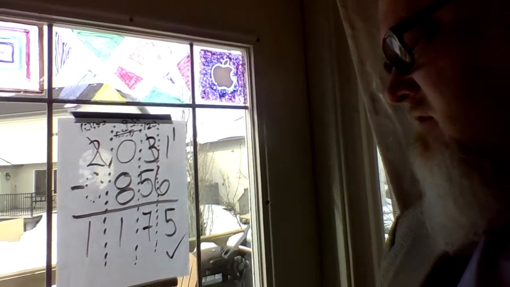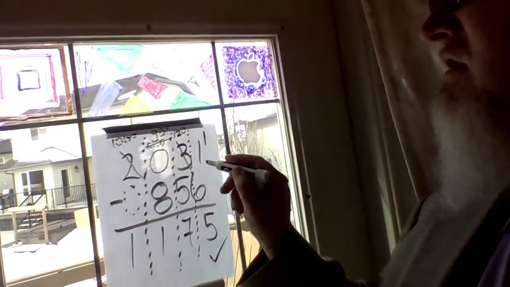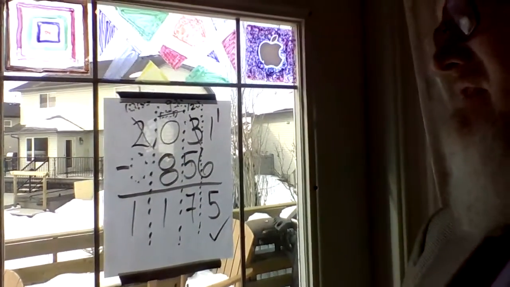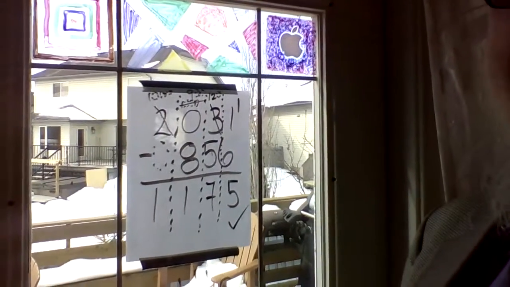So 2,031, all the way up to here, we know that that is correct. And then we can double check that. So hopefully this makes sense. If not, we can do another one later on. We're just going to keep them simple.